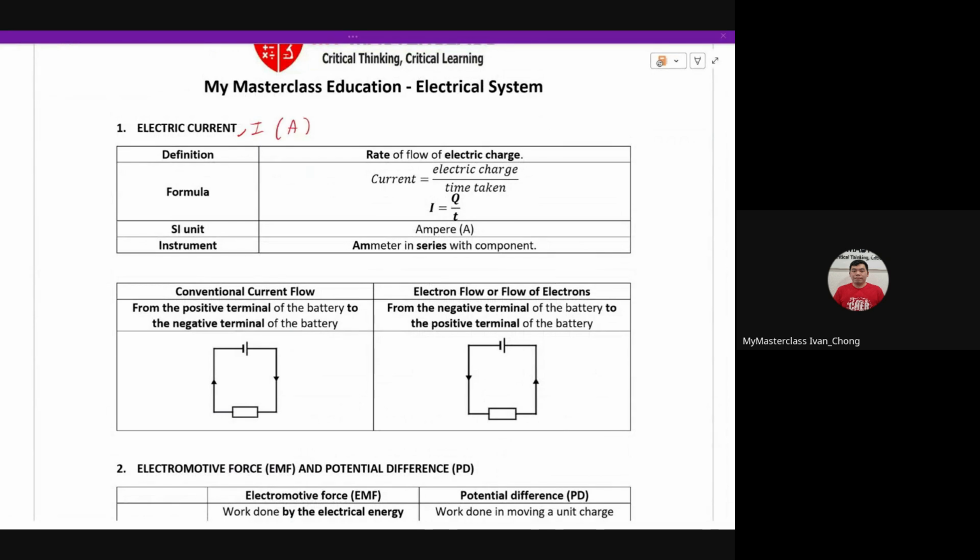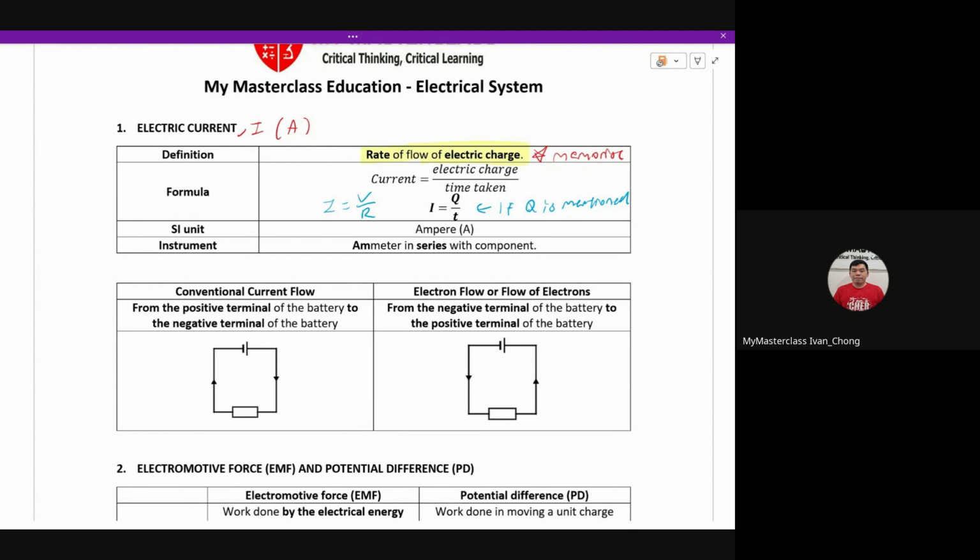The first thing you want to memorize is your definition. This is a must memorize. Then for your I is Q over T formula, it is not as important, because we only really use this if Q is mentioned. Which means if I don't see the letter Q, I don't see charge, I'll just write I is V over R instead. I don't use I is Q over T. So do take note about this.